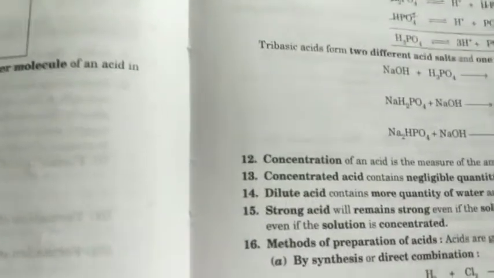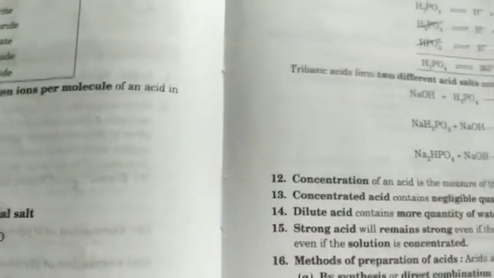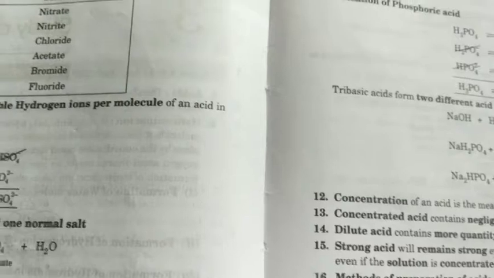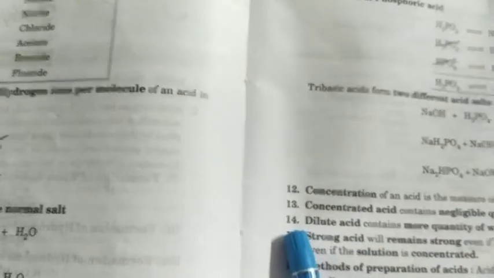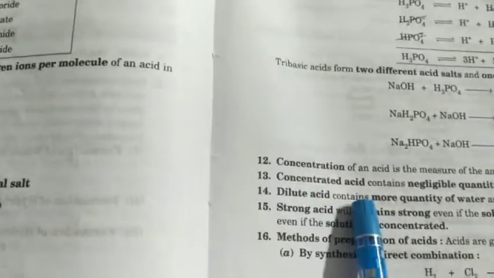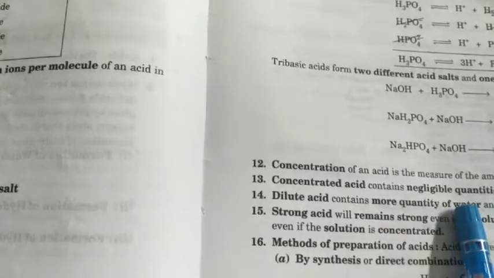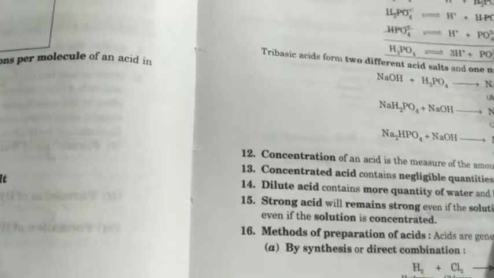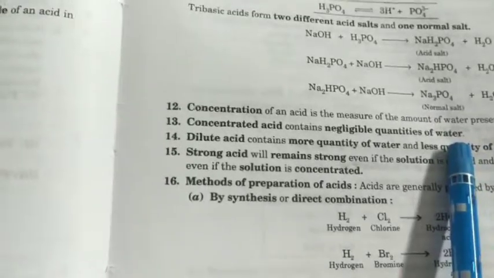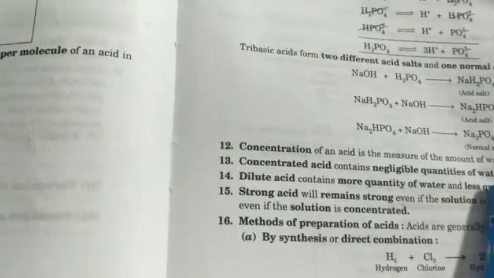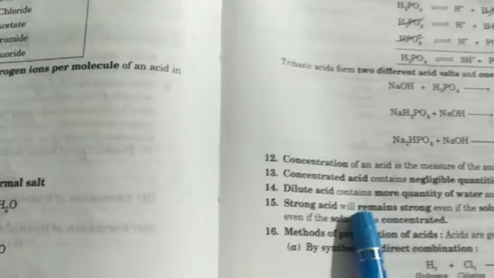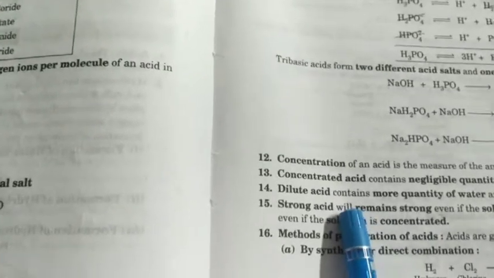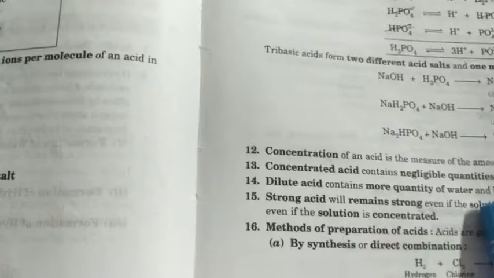Now, what is the concentration of an acid? Next point, concentration of an acid is the measure of the amount of water present in the acid. Next point, a concentrated acid contains negligible quantities of water. Concentrated means solute particles are more than solvent particles. Now, what is a dilute acid? A dilute acid contains more quantity of water and less quantity of acid.